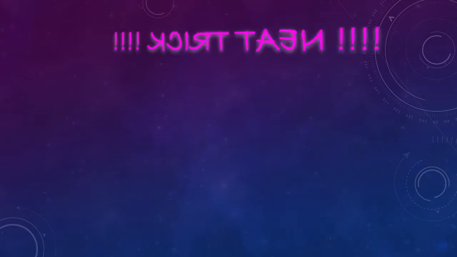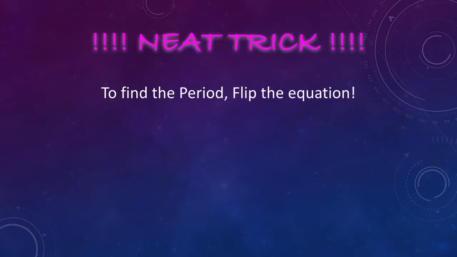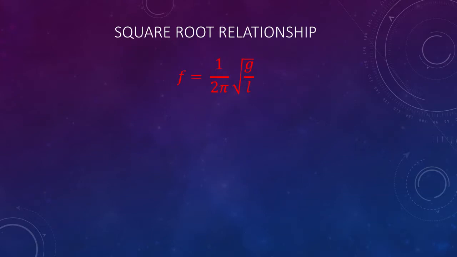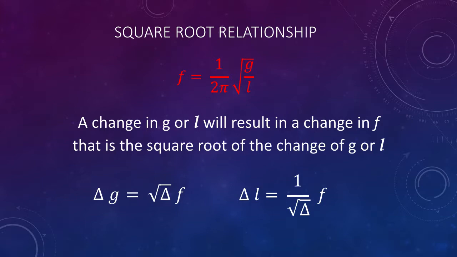If we are looking for the period, you can flip the equation the same way we did with the spring mass formula. So period equals 2 pi times the square root of L over g. Also, since it is a square root relationship, just like with the spring mass system, any change in g or L will result in a change that is the square root of the change.